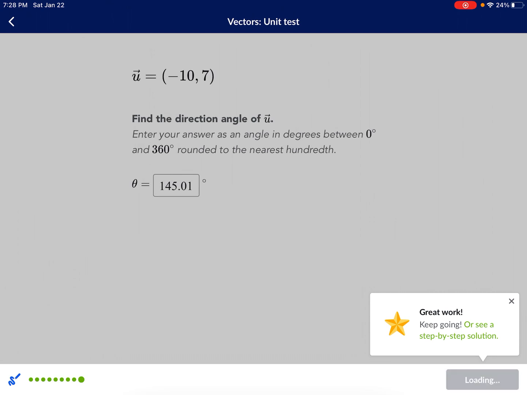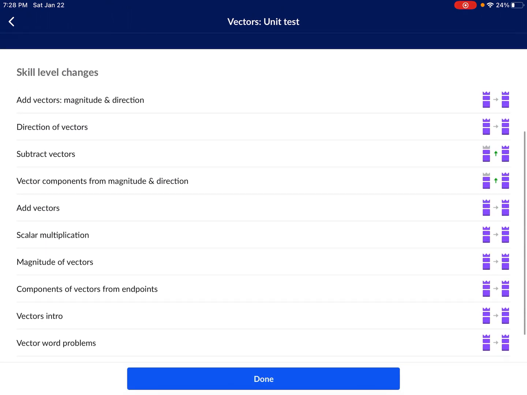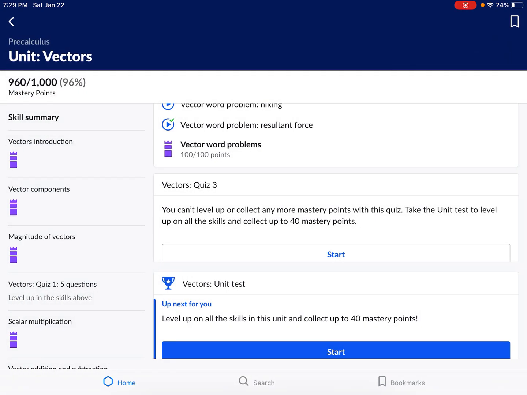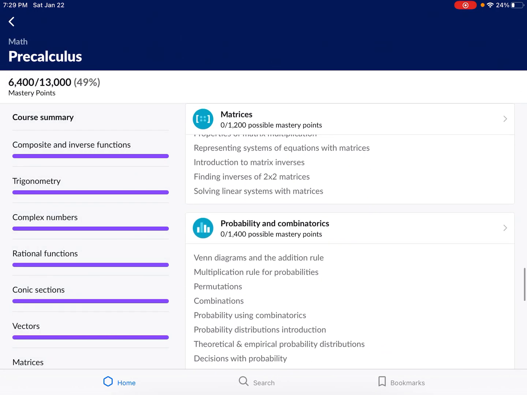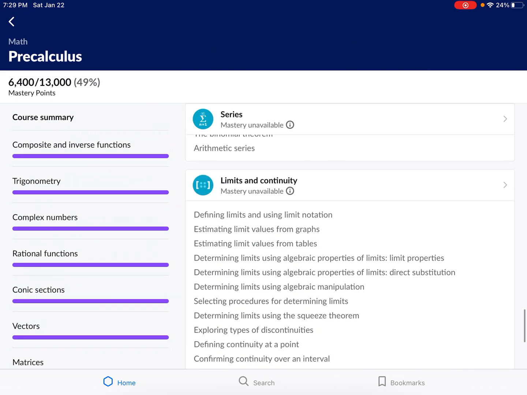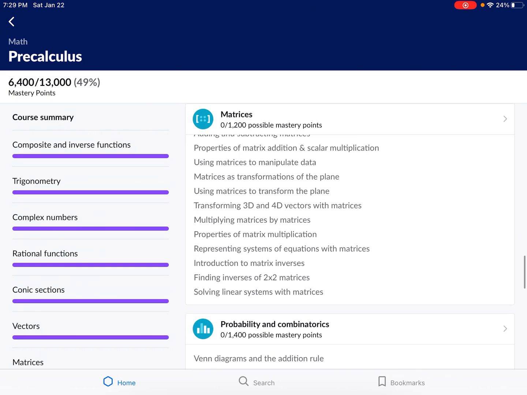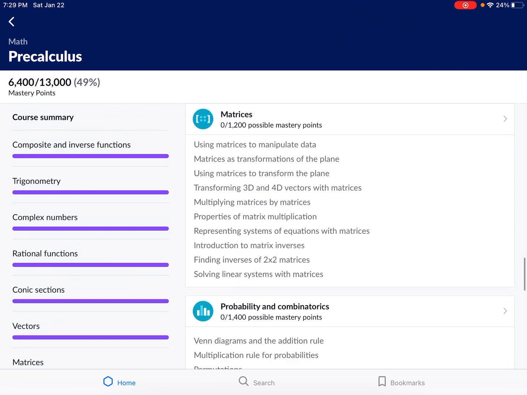And that's the unit test for unit number 6. Brilliant. Now we have 1, 2, 3, 4 units left. Just 1% before halfway done.